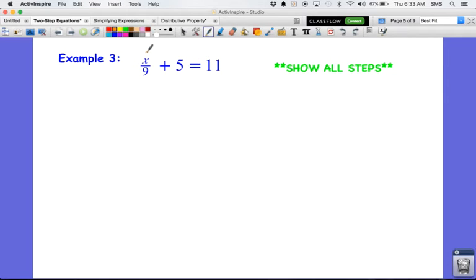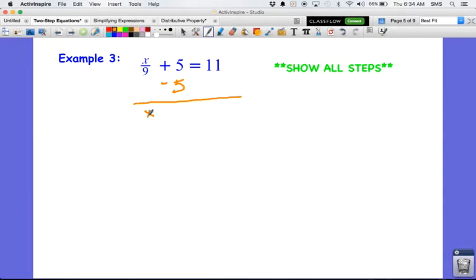So step 1 is to undo my addition and subtraction. I'm trying to get x by itself, so I need to get rid of this 9 somehow, and I need to get rid of this 5 somehow. Well, in order to get rid of a constant that's a positive 5, I can just subtract 5, because 5 minus 5 is 0.